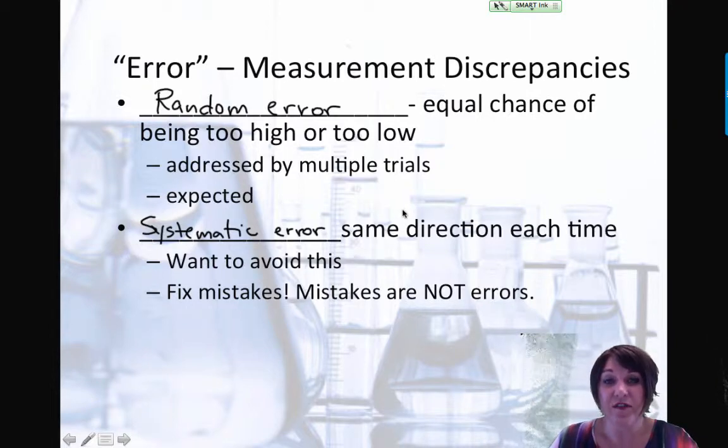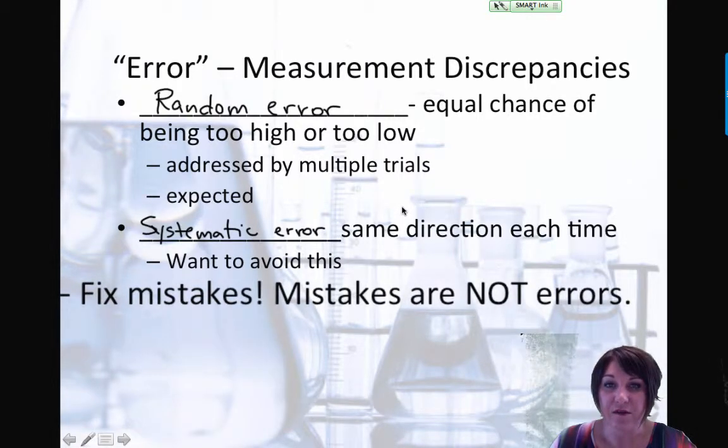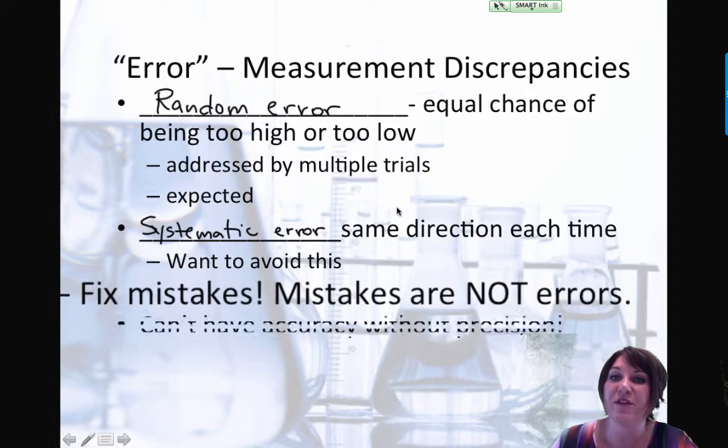Or fixing your mistakes. If you know that there's something off about your measurements, go back and redo, because mistakes are not errors. You messed up, go back and fix it. Don't put in the conclusion of your lab report, we made a mistake. Well, no, that's not acceptable. That's not an error. An error is a measurement discrepancy.